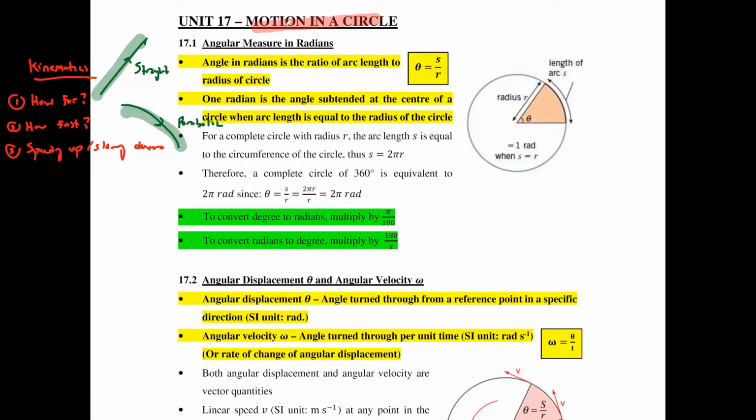Now, motion in a circle in A2 is actually a continuation of kinematics. Just that in this chapter, you are specifically learning about motion in a circle.